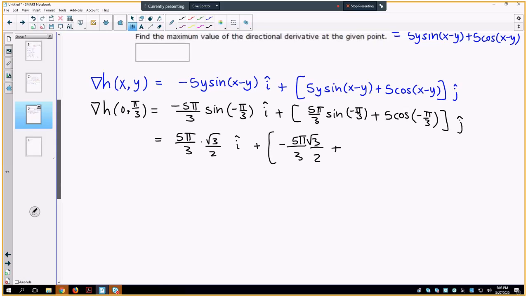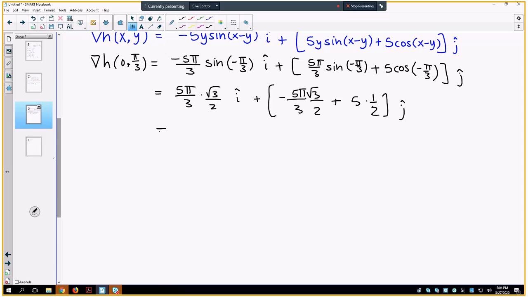Plus, then the cosine of negative pi over 3 is 1/2. So plus 5 times 1/2, j cap. And just combining my fractions, that's 5 times square root of 3 pi over 6 i cap, plus 5 over 2 minus 5 square root of 3 pi over 6 j cap.